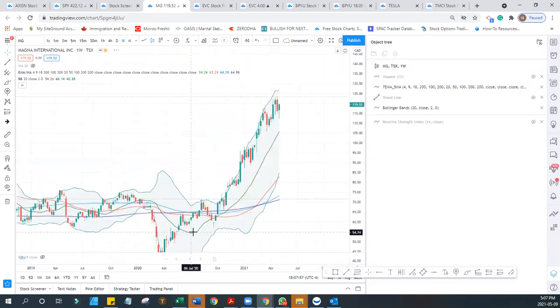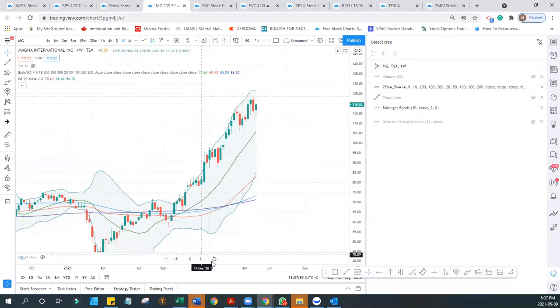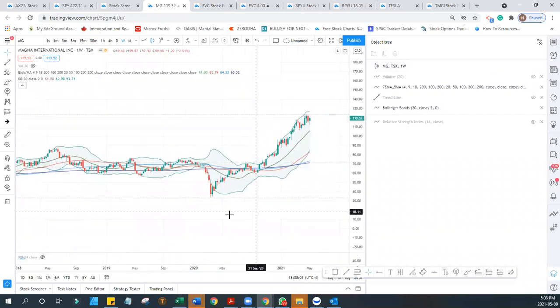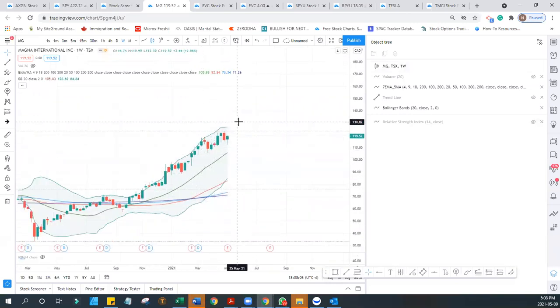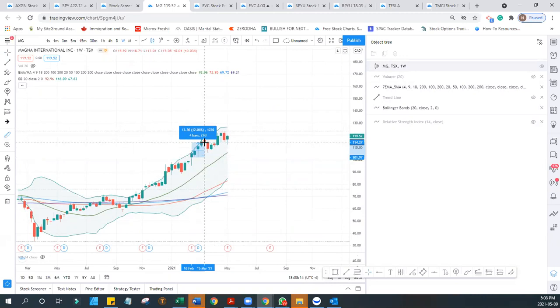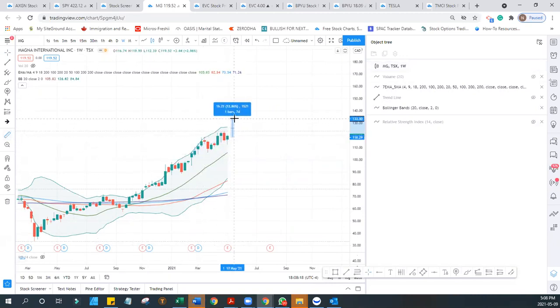So on a weekly, look at this one. Weekly is so bullish. Weekly is kind of just going with the band. Of course, there is a correction up, but yeah. So the next target for this one will be $12 up from here. So you might see like 130 average.